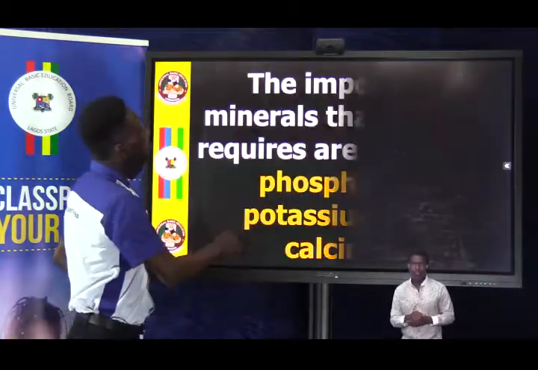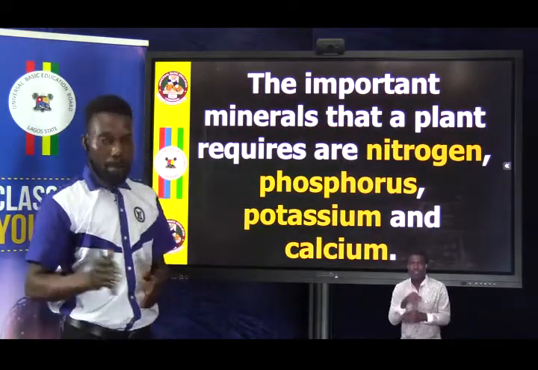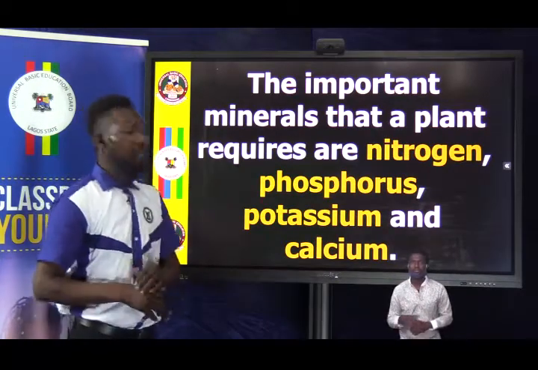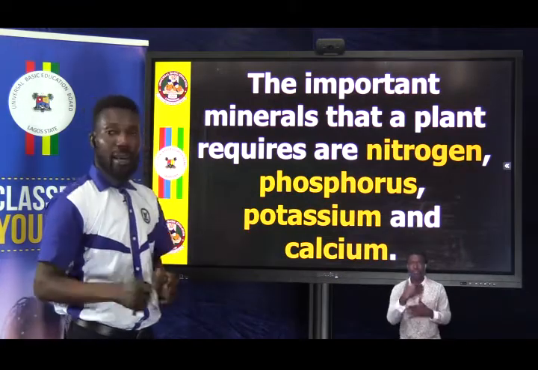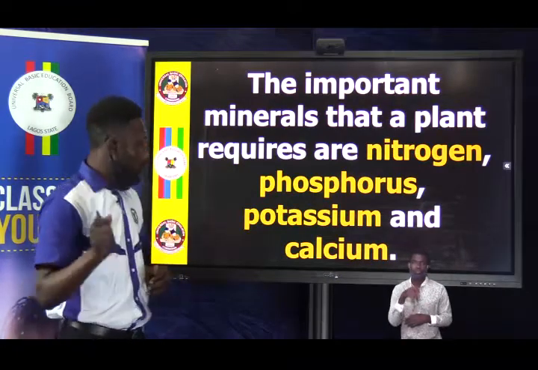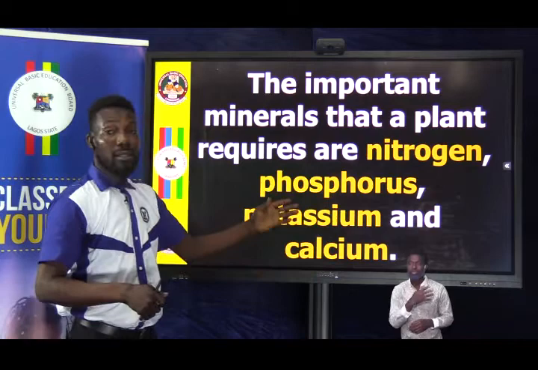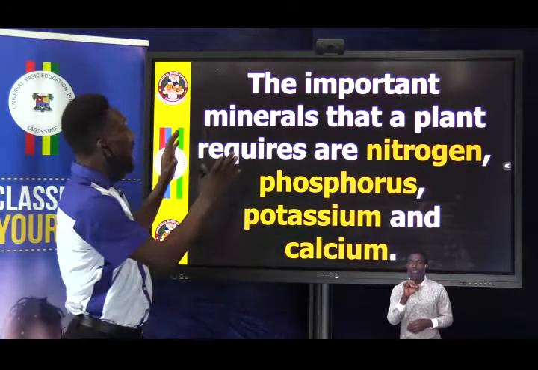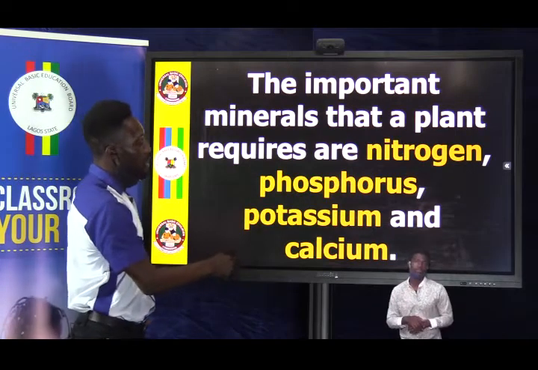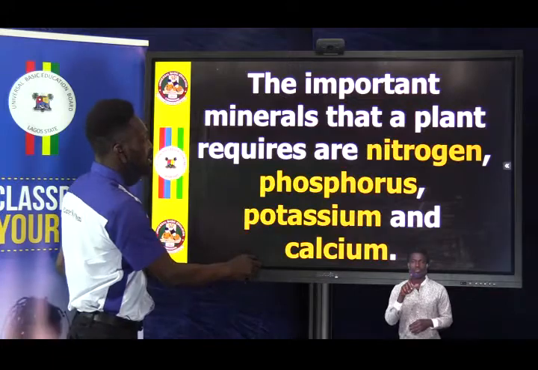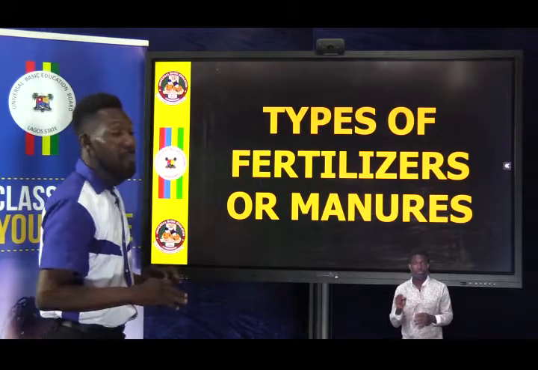So what are the important minerals that a plant requires? The first one is nitrogen, say that, nitrogen. The next one is phosphorus, and plants also require potassium and calcium. So these are the important minerals that plants require: nitrogen, phosphorus, potassium, and what? And calcium.